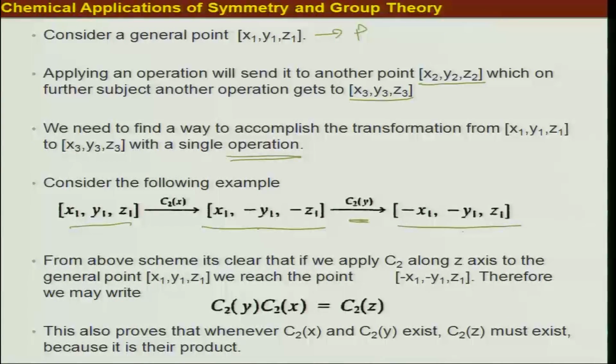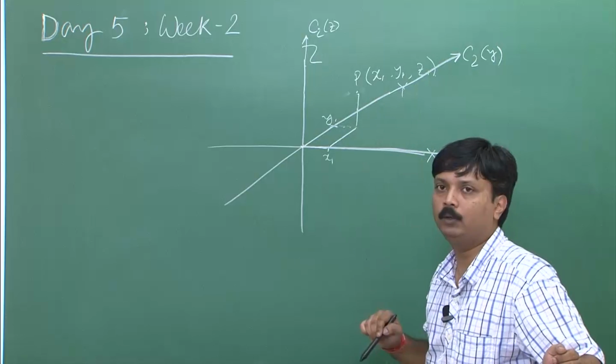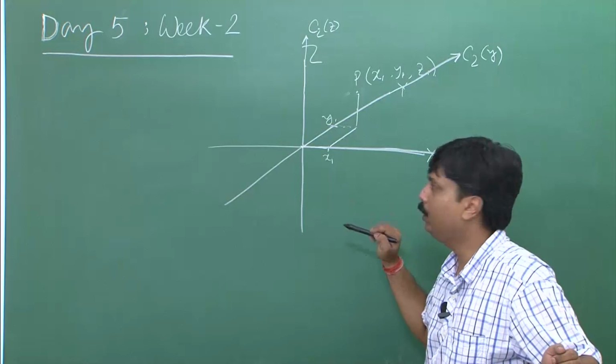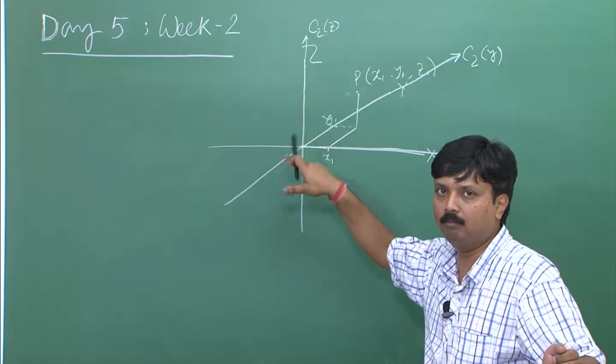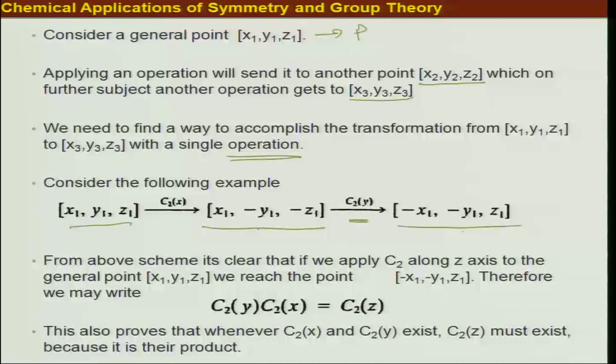So what will happen if you apply C2z on this particular molecule? Nothing will happen to z, correct? But the xy plane will change its orientation by 180 degrees, very easy. So x1 will become minus x1 and y1 will become minus y1. So you get minus x1, minus y1, z1, the same that we got here. So these two are equivalent. So I can find the product of C2y and C2x, and this is C2z.